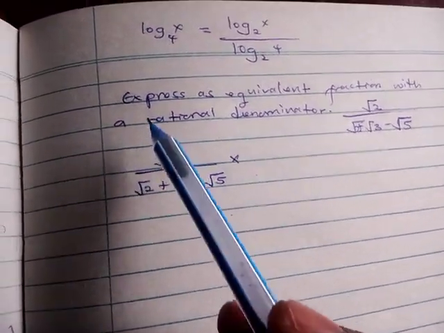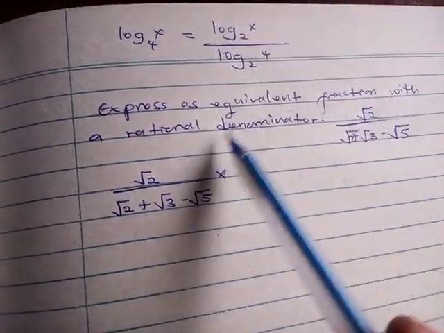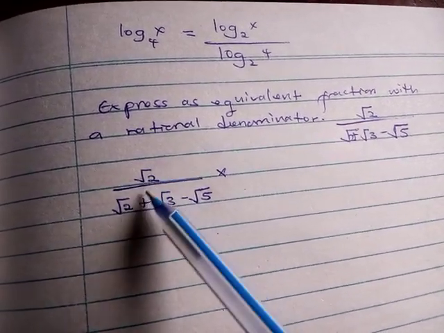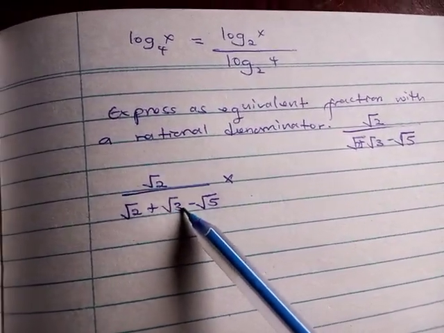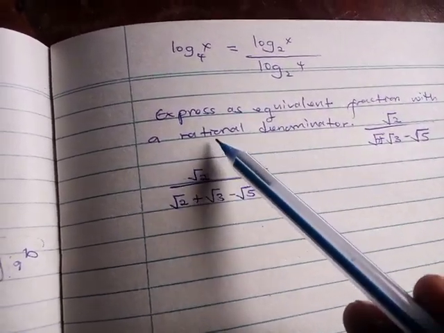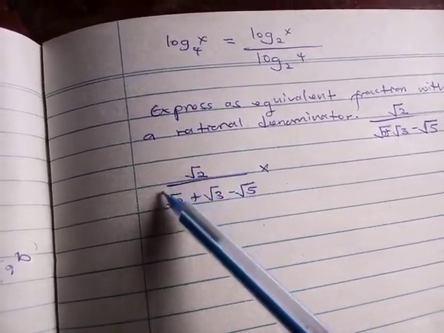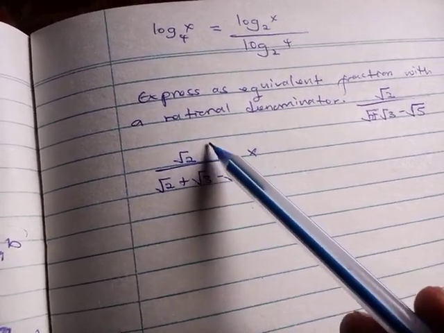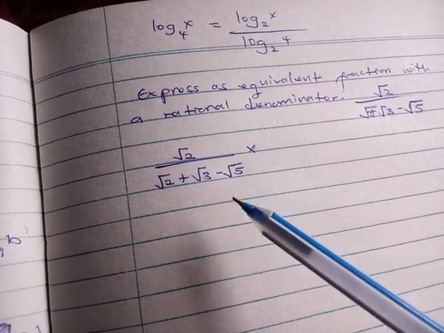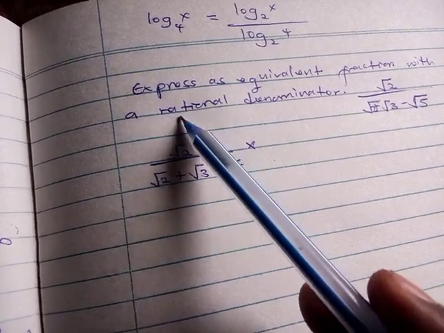Now, express this number as an equivalent fraction with a rational denominator: root 2 out of root 2 plus root 3 minus 5. Expressing it as a fraction with a rational denominator means they want you to remove the roots down here, so that you get a figure which is a whole number like 1, 2, 3, but not having these roots. So we say that the fraction is having a rational denominator.